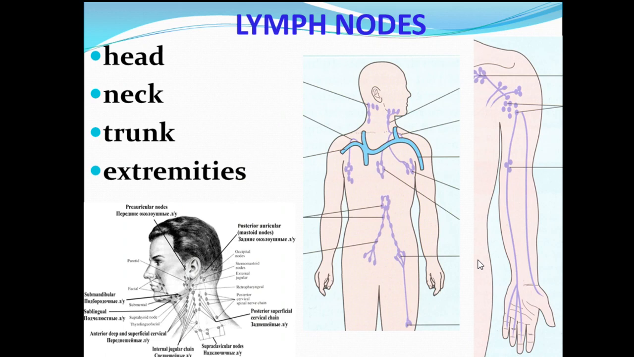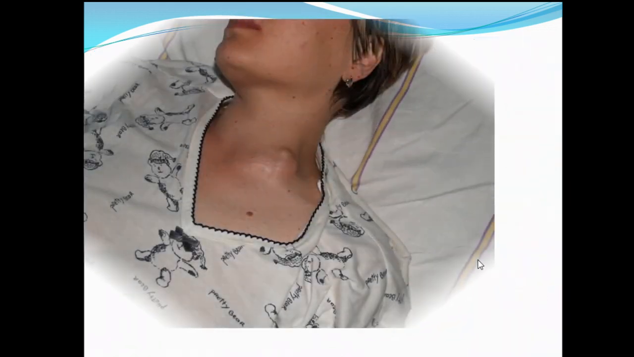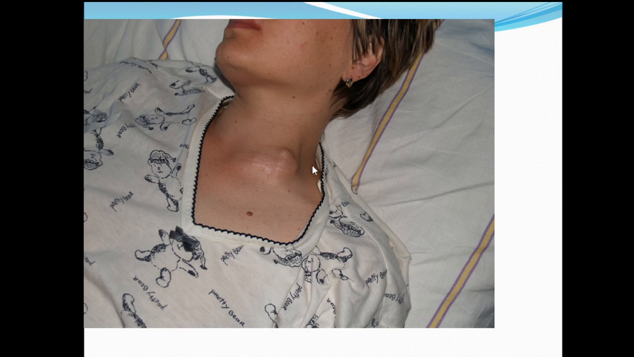But a more full and adequate conclusion may be given only after palpation of peripheral lymph nodes. Inspection alone is not enough for a full and adequate conclusion. You see visible dilation of the supraclavicular lymph nodes, which has a specific name, Virchow node, described by a Russian physician, and it is characteristic for a patient with a cancerous process of the stomach or intestine.